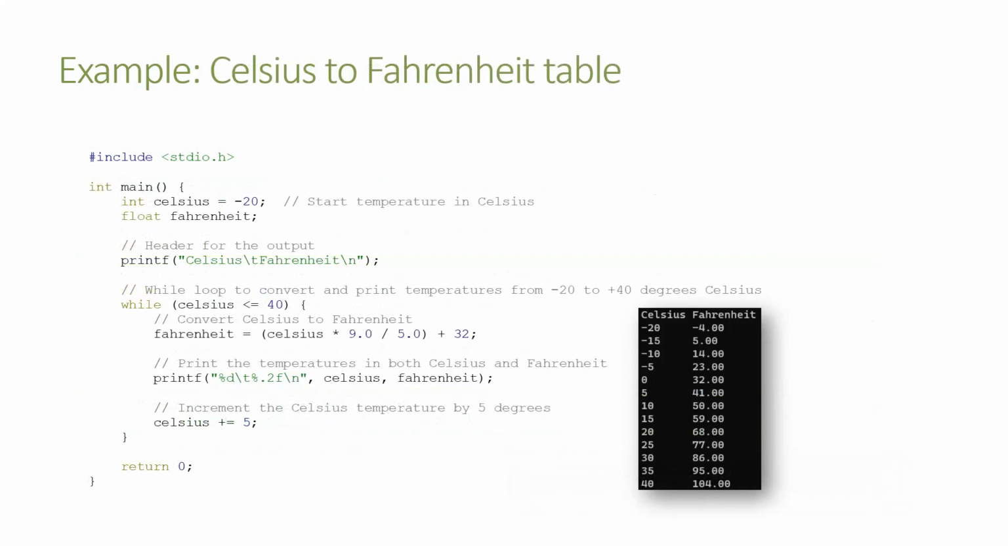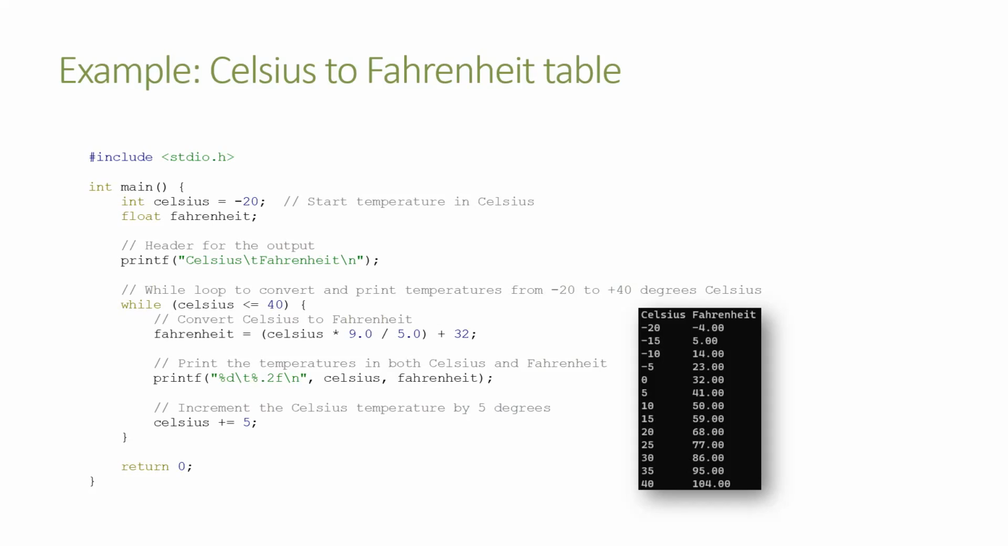Okay, so here's what this C program is all about. It's like a temperature converter that turns Celsius degrees into Fahrenheit. It starts at minus 20 degrees Celsius, which is pretty chilly, and goes all the way up to a warm 40 degrees, increasing the temperature by 5 degrees each step. It uses a while loop, which is like a repeating cycle to go through each temperature from minus 20 to 40.